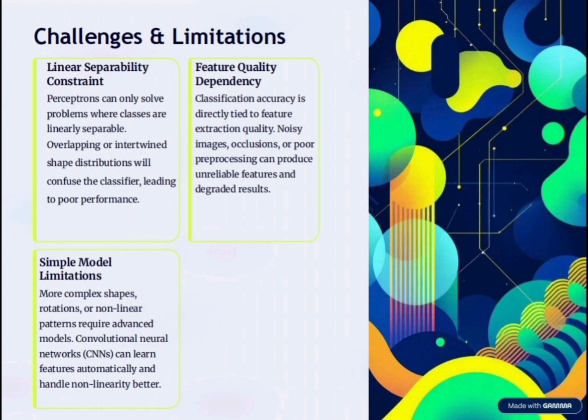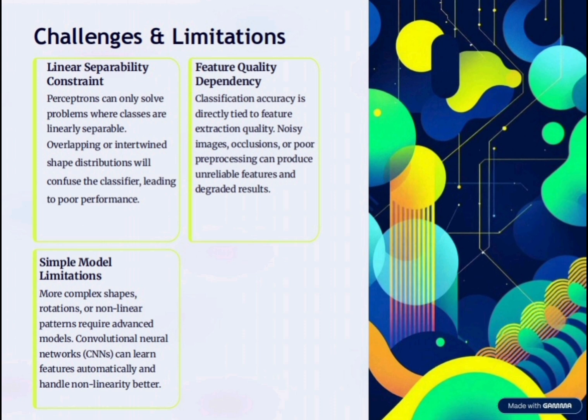3. Simple model limitations. Finally, the perceptron itself is a very simple model. It struggles with complex shapes, rotated objects, or any nonlinear patterns. For such scenarios, more advanced models, especially convolutional neural networks, perform much better because they learn features automatically and can handle nonlinear relationships. Therefore, while the perceptron is useful for simple, clean shapes, it is not suitable for real-world complexity.